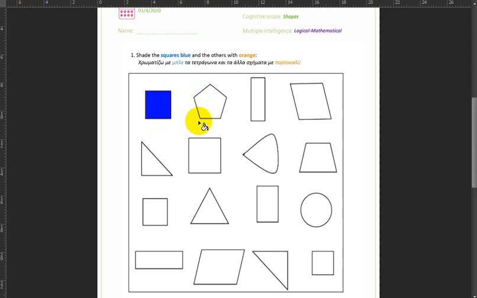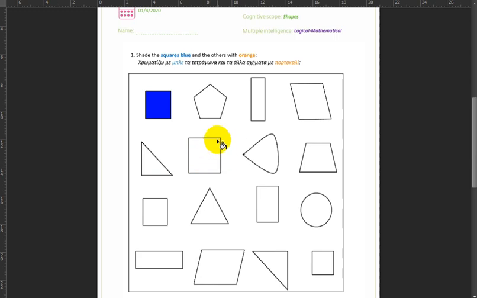Is this a square? It has 1, 2, 3, 4, 5 sides, so not a square. This has 4 sides, but they are not all equal, so this is not a square. This is a rectangle. This has 4 sides that seem to be equal, but the angles are not the same. So this is also not a square. You can see that it's almost as if this square was ready to fall over. So this is not a square. Here we have 3 sides, so this is a triangle, not a square.